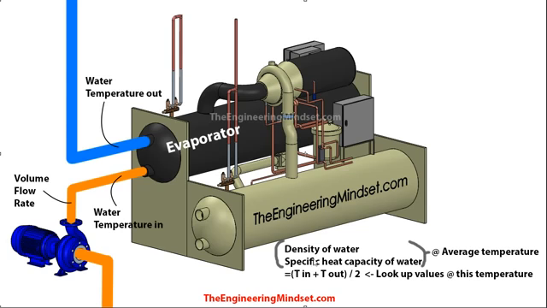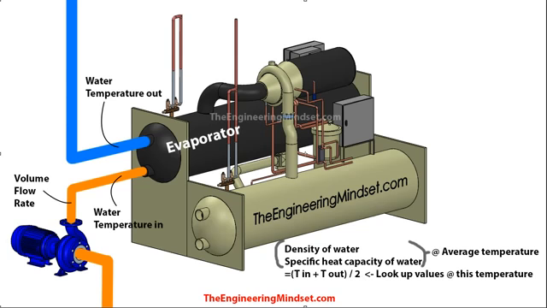Now the other two things we're going to want to know is the density of the water and also the specific heat capacity of the water. Now both of these we want to take the value at the average temperature. So whatever temperature you've got going in and coming out, the temperature in plus the temperature out divided by 2 gives you your average temperature. This is the one you want to take.